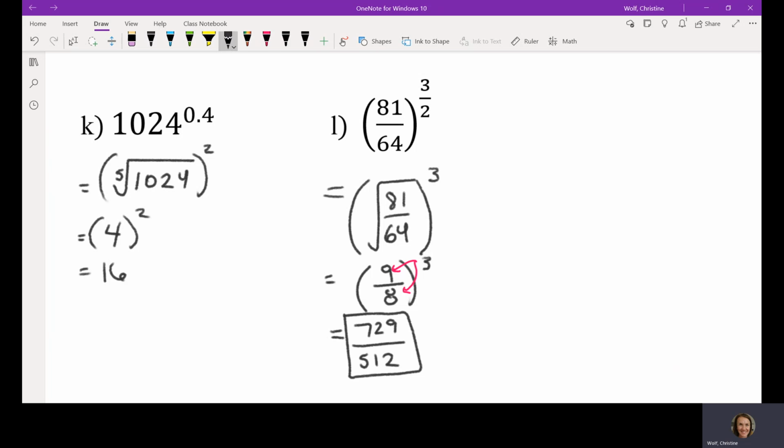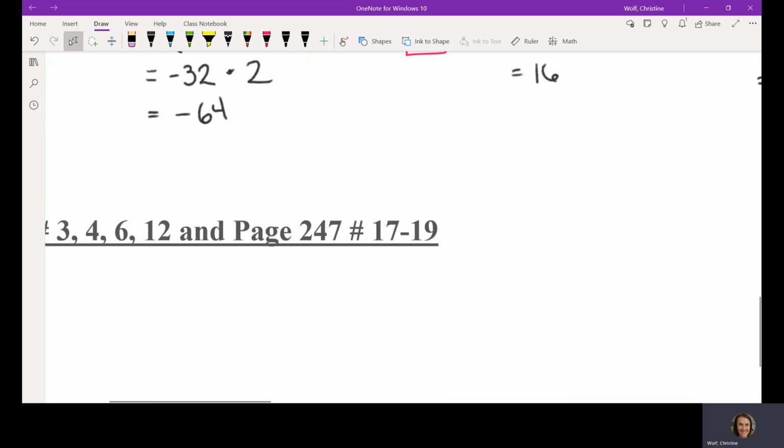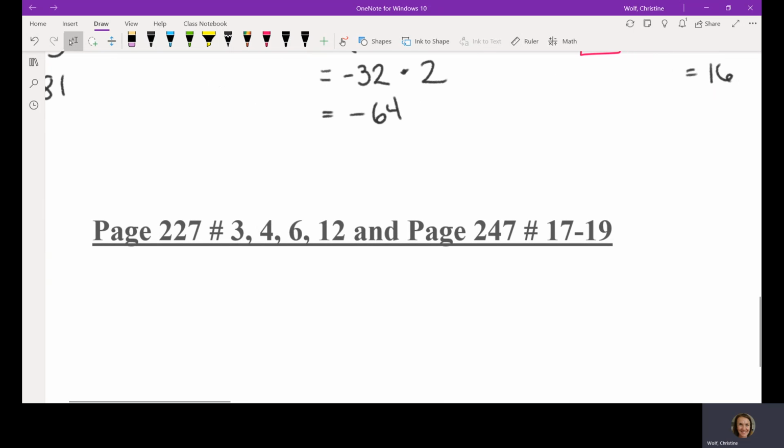And that, my friends, is how you do fractional exponents. Okay, the assignment is written here. There you go. You can jot that down. And then after lunch, you'll have time to finish that up. Okay. Video ending.